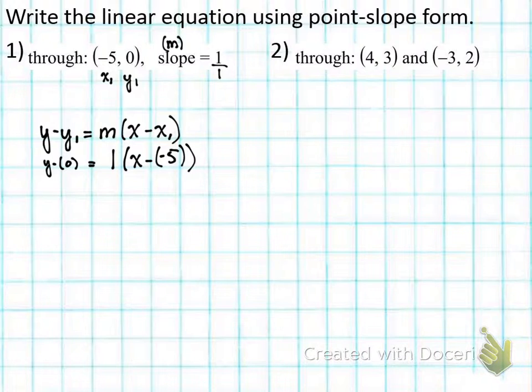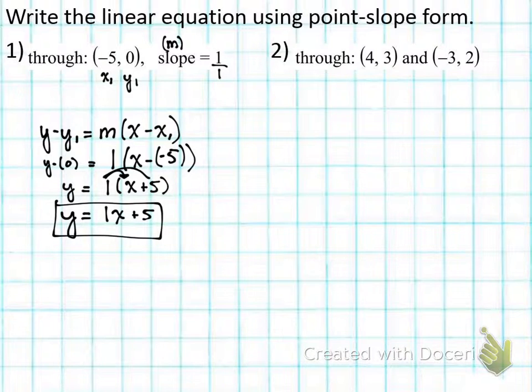So now we have to simplify. We have y minus 0 is just going to be y. Then we have 1 times x is just x, or we'll just bring the rest down. We subtract the -5 by adding 5, right? And we ask ourselves, what's 1 times x? Well, 1 times x is just x, or 1x. And then 1 times 5 is 5. Okay, bring down the y. And there's your answer to number 1. Y is equal to 1x plus 5.